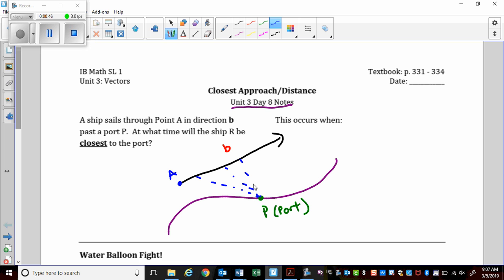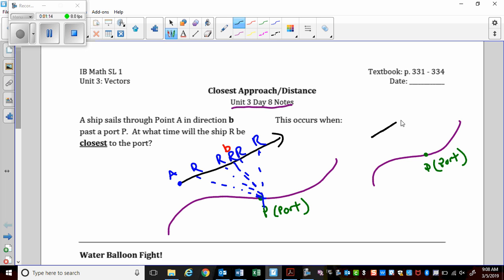I actually showed you guys how to do this using the distance formula, and R is going to be closest. But we can also do this using the dot product, because the closest point that our ship is going to be to the port is always going to form a perpendicular line.